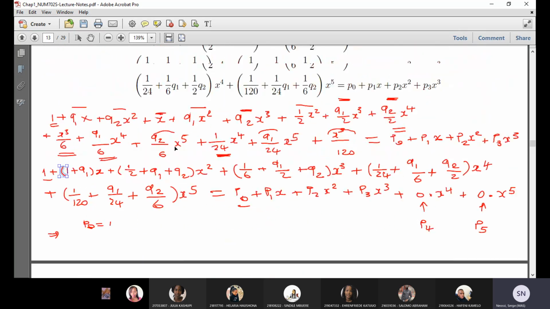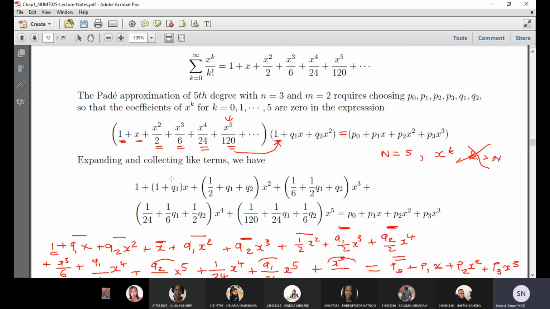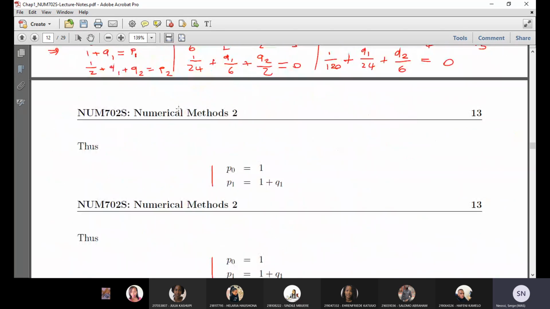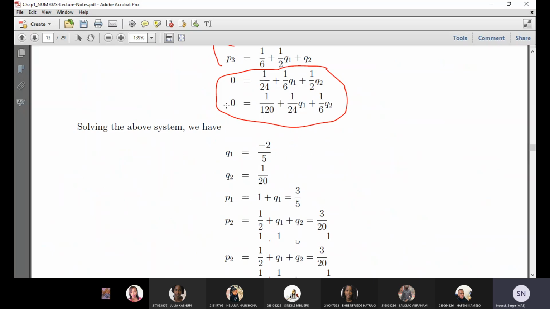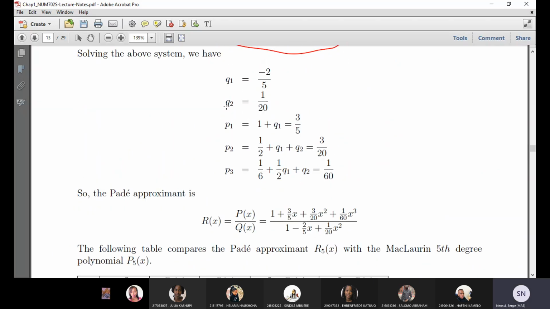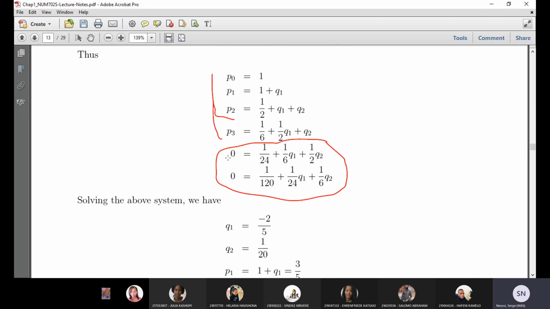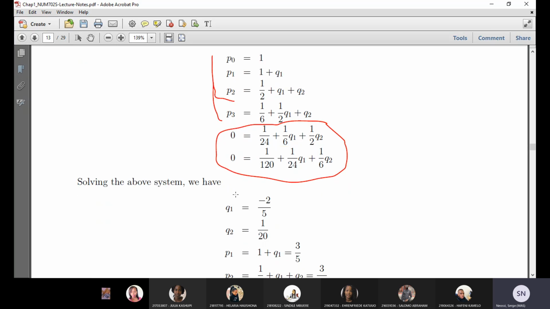Okay, now let us continue. Let us proceed with our equation. So from this, we first solve this, right? We solve the linear system. It's a system of two equations in two unknowns. So once you solve this, you obtain Q1 is negative 2 by 5, Q2 is 1 by 20.